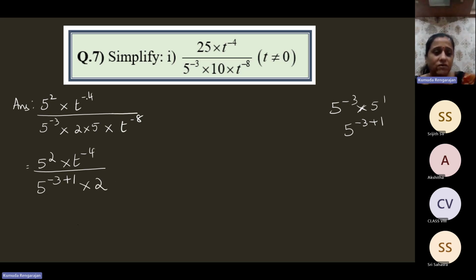Now there is this t to the power minus 4 in the numerator, and there's t to the power minus 8 in the denominator. So what are the different powers we see? Minus 4 and minus 8. Okay, and it's division. So we need to subtract the powers. Please watch me write.